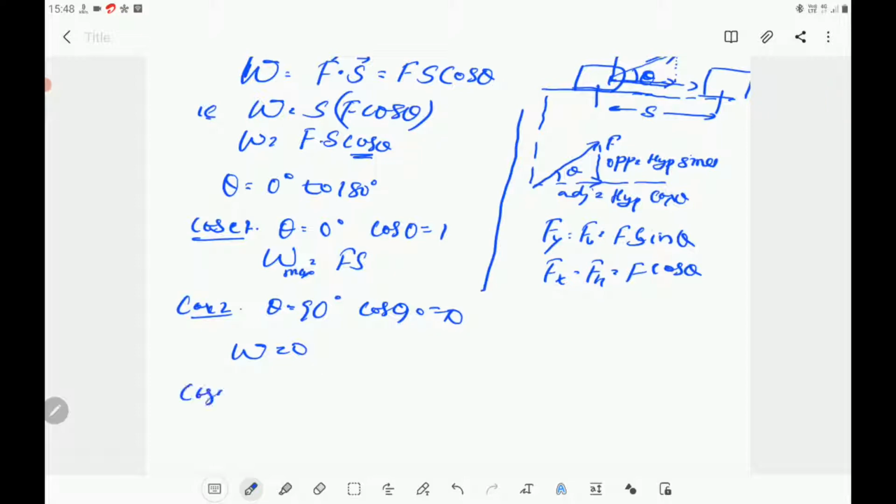And the third case, if theta is equal to 180 degree, then cos 180 is minus 1. So work is minus F dot S. Value wise, for cos 0 or cos 180, the work is the same in magnitude, but the effect of that work will be different. What is that?